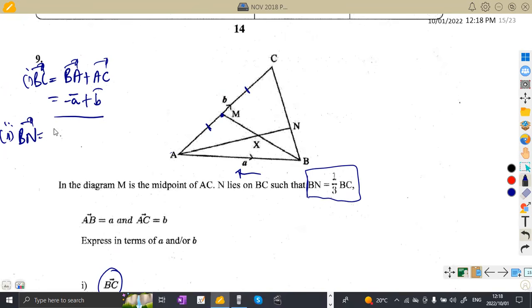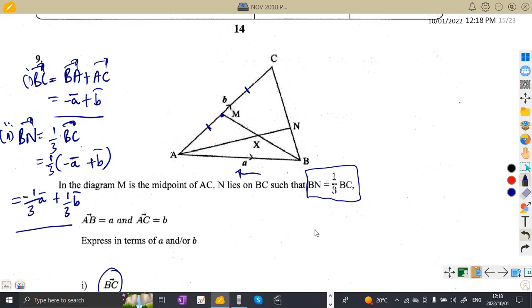Bn is equivalent to a third of BC, and we calculated BC here, so it is going to be a third of this BC that we got, which is minus A plus B. So you can leave it like that, or you can expand the brackets, which is a third times minus A, that's minus a third A, and a third times B, which is a third B. So this is our vector Bn. All right, so I think this one is clear.